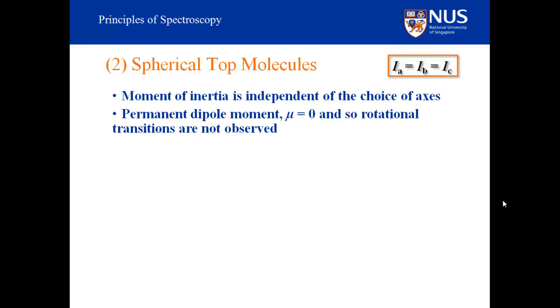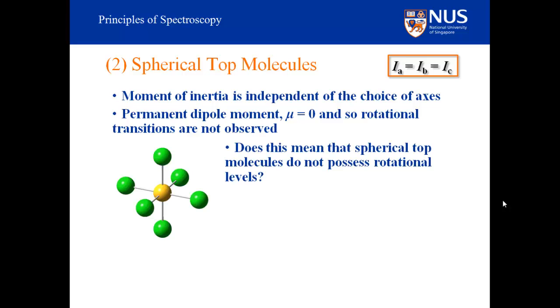But just as we discussed for homonuclear diatomics, it doesn't mean that the molecule doesn't possess rotational levels. It has rotational levels, and indeed it can change its rotational energy through collisions, for instance. It cannot change its rotational levels through interaction with light. Or can it?